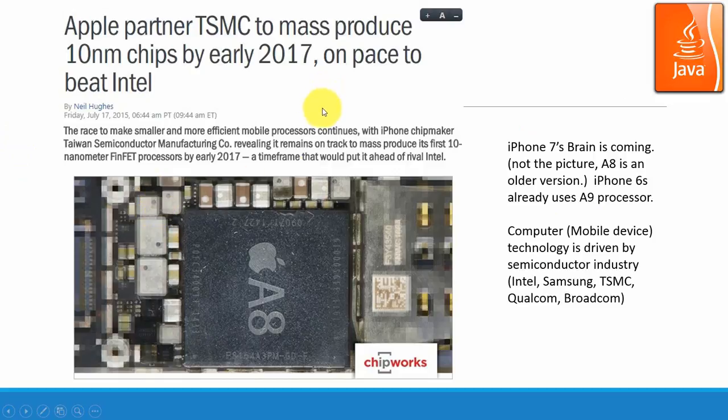And semiconductors are always the driving force for computer technology. We are looking at 10 nanometer chips, or some people even talk about 7 nanometer chips. It's going into the processor for Apple cell phones. The iPhone 7 is coming in the spring. The current iPhone 6 uses the A9 processor from Apple. So semiconductor technology is a driving force for our computer technology.